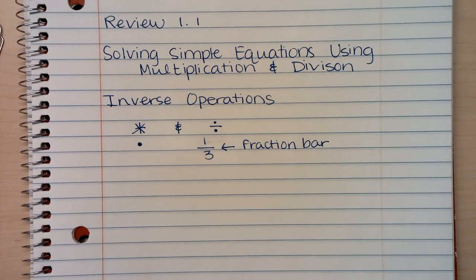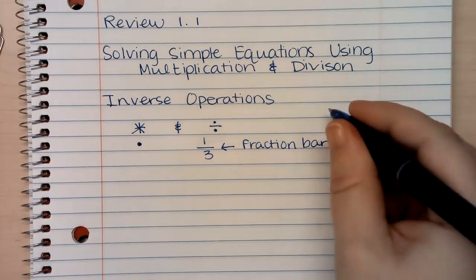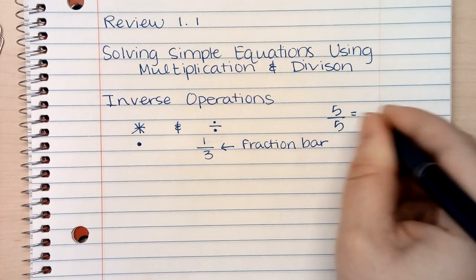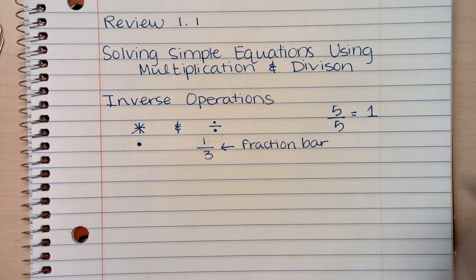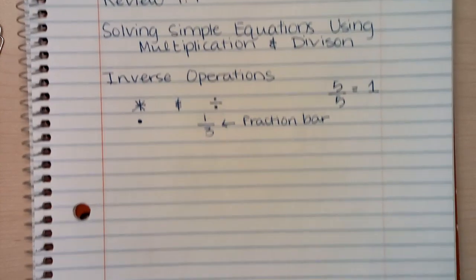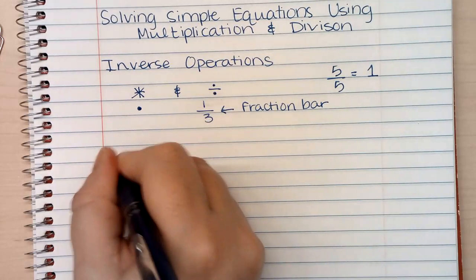So they are inverses. If I were to times by 5 and then divide by 5, I get a 1. So it undoes it. Multiplication undoes division. Division undoes multiplication. All right. So here we go with our first example.